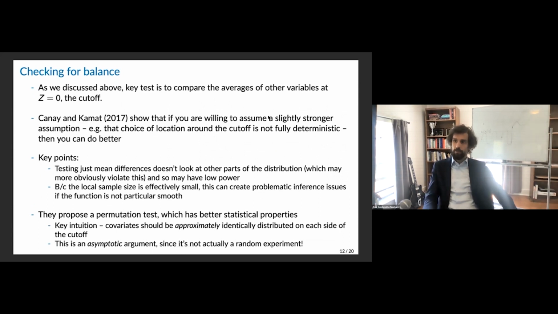So they have this very nice permutation test, which has some very good statistical properties. The intuition is that covariates should be approximately identically distributed on each side of the cutoff. The idea is that once you get to the cutoff, you're basically randomizing who's treatment and who's control, so we should have similar distributions across the two. But with the key caveat that this is not exact, right? It's an approximate argument because the running variable has an effect on the outcome, so the distributions are not identical until you get right to the cutoff. This is an asymptotic argument, in fact.